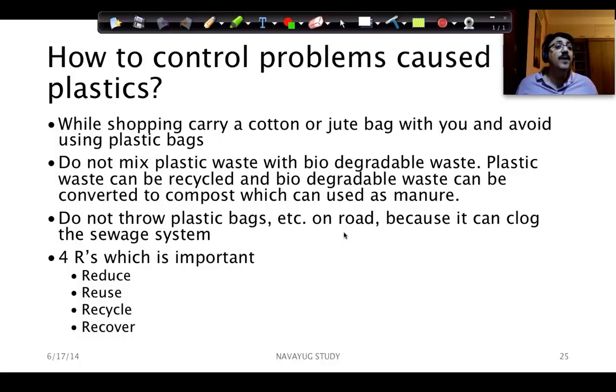Plastics are now becoming a big headache for human beings, and we should always try as much as possible not to use plastic. Okay, I think with this we are finishing this topic of synthetic plastics and fibers.